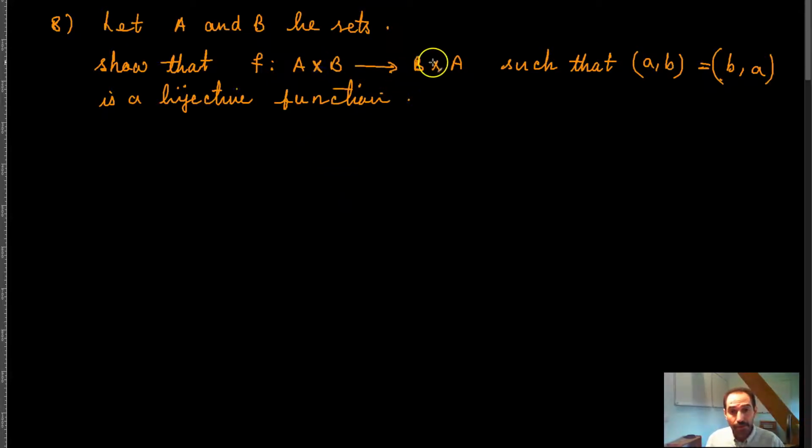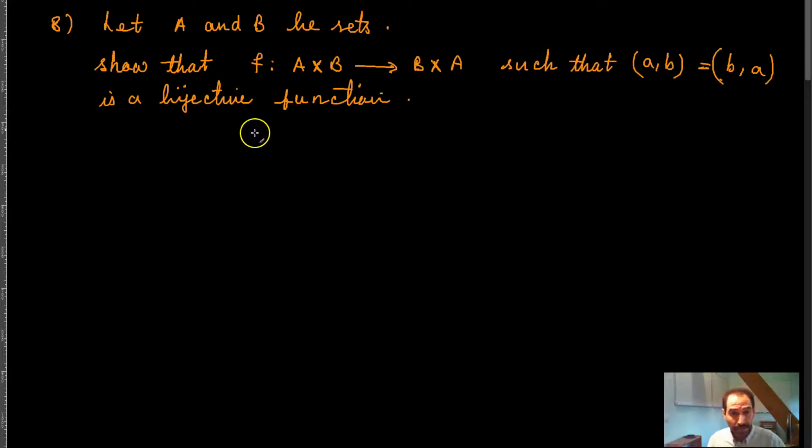Now, in order to understand this situation, first of all, you have two sets here, this set A and this set B. And you have two sets based on these two sets. The first set, which is your domain, is the Cartesian product of A and B, and the second set, which is your codomain, is the Cartesian product of B and A. And you know what the Cartesian product of two sets actually means.